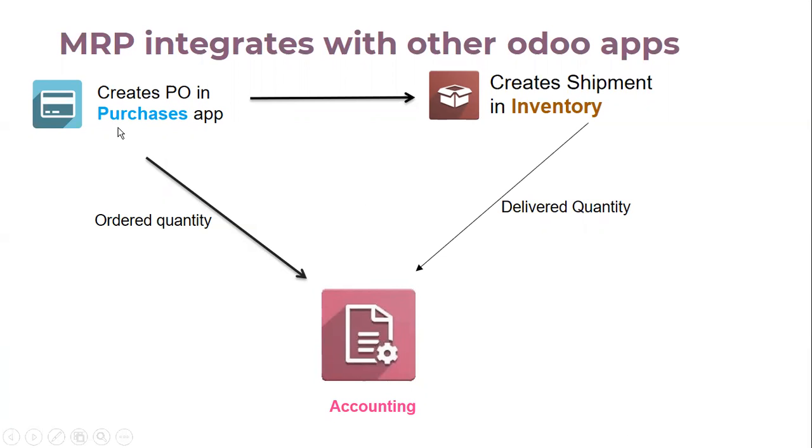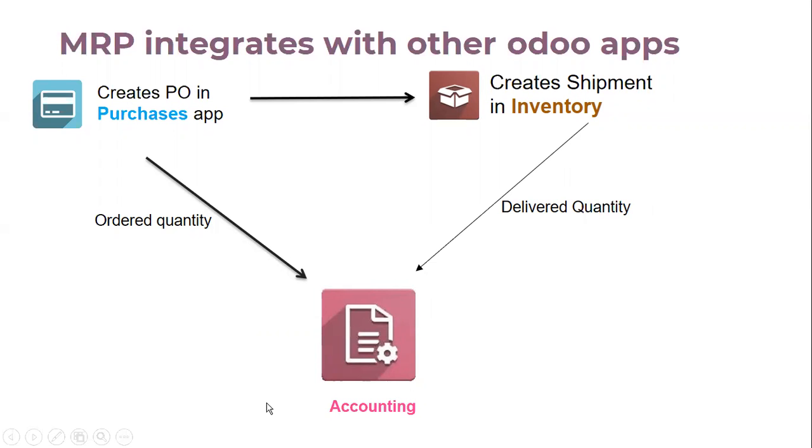So if someone purchases any product in Odoo, due to the integration with the other apps, it will create an automatic shipment, plus it will create the invoice, which is either based on order quantity or based on delivered quantity, which is received in the shipment. And same as this, we have the sales as well.